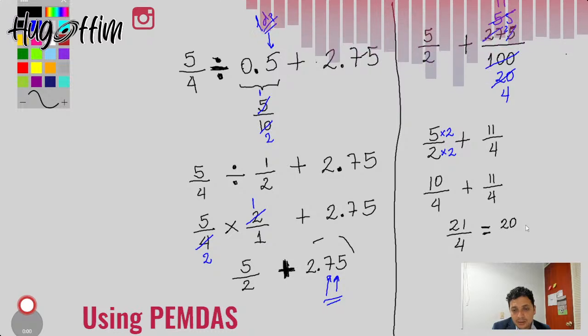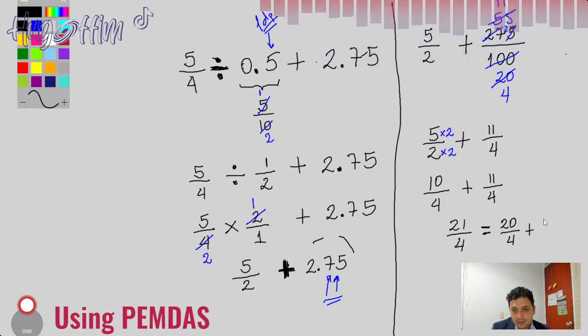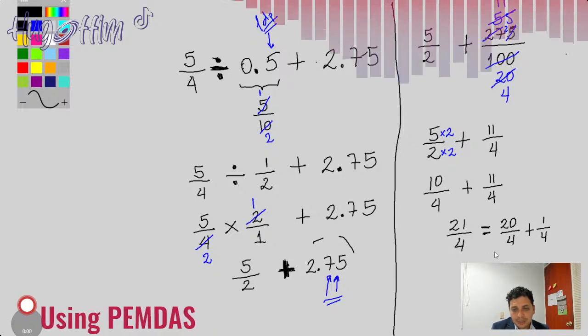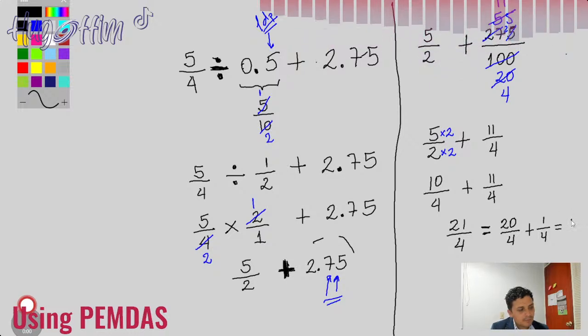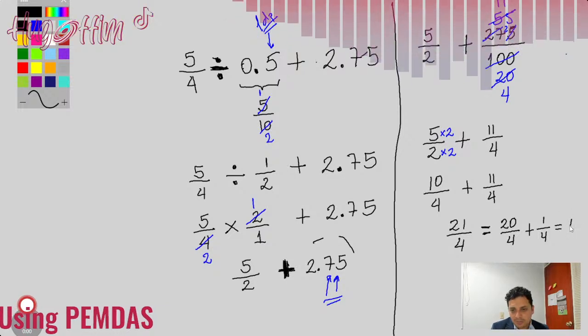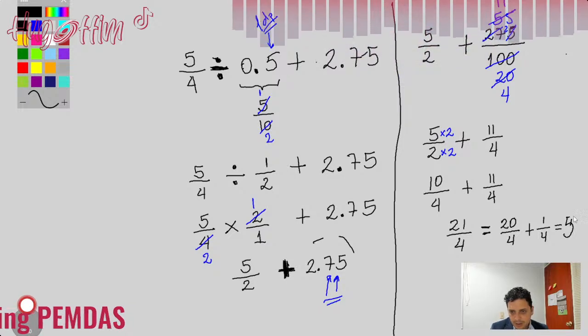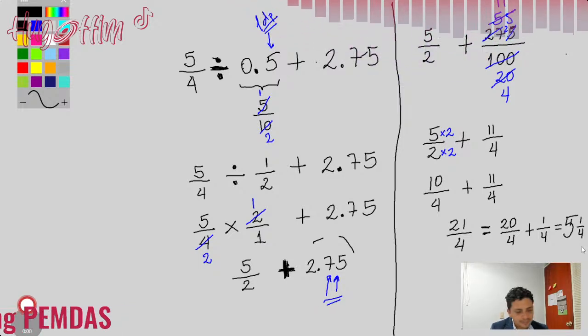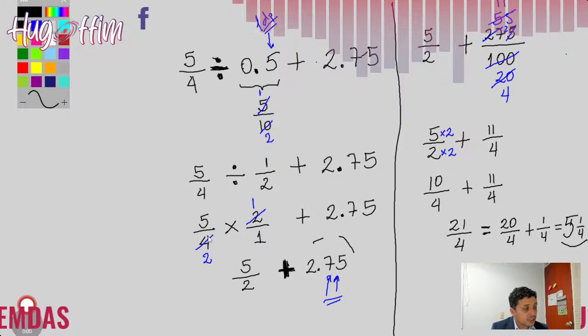So 20 over 4 plus 1 over 4, right? And 20 over 4 is 5. So it's going to be 5 wholes. Oh, I don't have more space, right? 5 wholes and 1 quarter. Okay? This is if you use fractions.